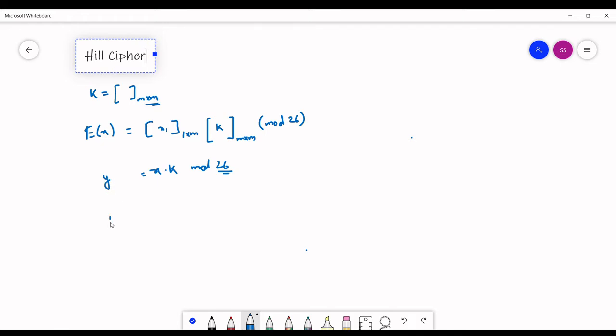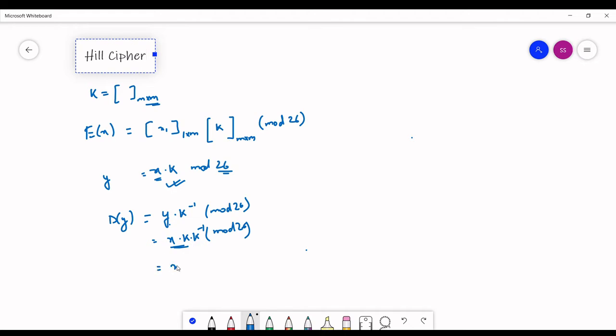Now if you want to decrypt y, you should get this x back because this is the plain text. So decryption is defined as y into k inverse mod 26. If we put y equal to x into k, I will get x into k inverse mod 26, right? Because y is x into k. Here we got this, right?